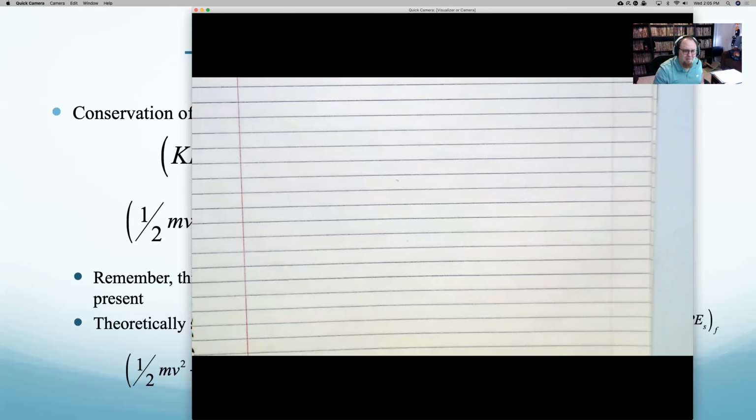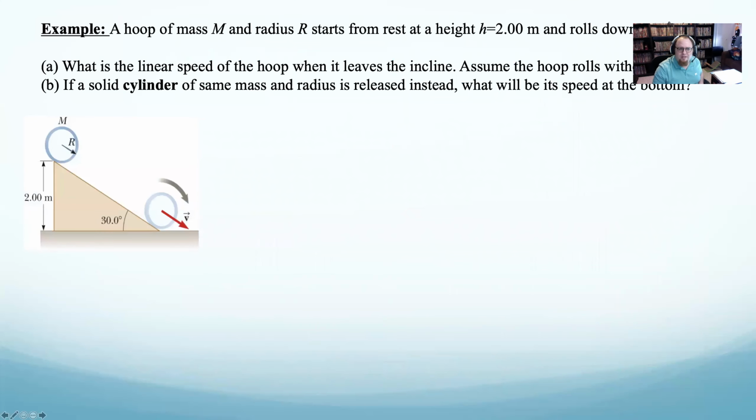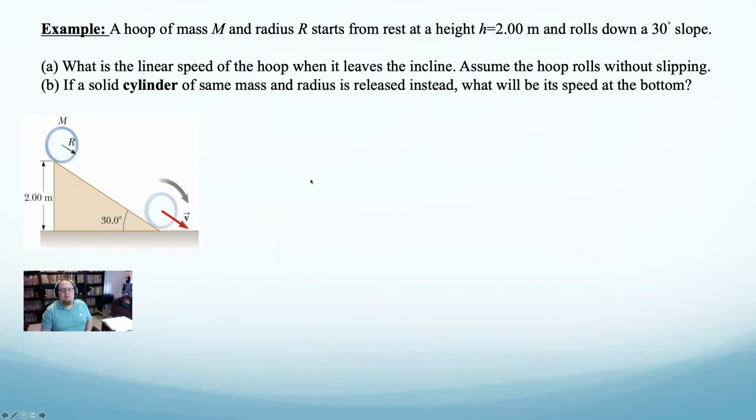Okay, let's do a problem. So what this says is we have a hoop of mass m and radius r, and it starts at rest from the height of 2 meters above the table and rolls down a 30-degree slope. What is the linear speed of the hoop when it leaves the incline?